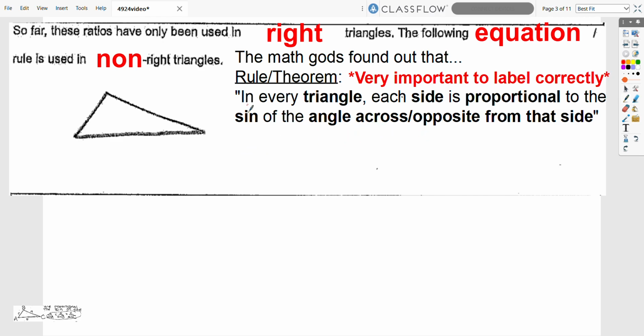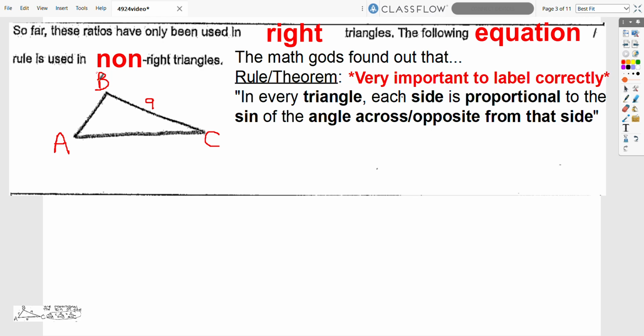So how do we set up a proportion with this? Let's label things first. We're going to label the angles of the triangle with uppercase letters. This is A, this is uppercase B, and then uppercase C. Uppercase means the angle, lowercase is going to be the side. If you look at angle A here, the side that's across from it is going to be side a.